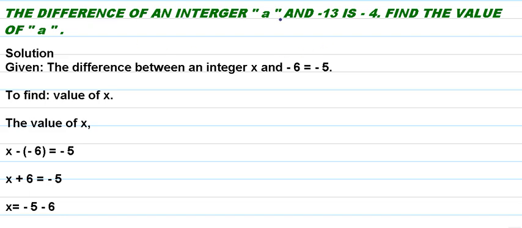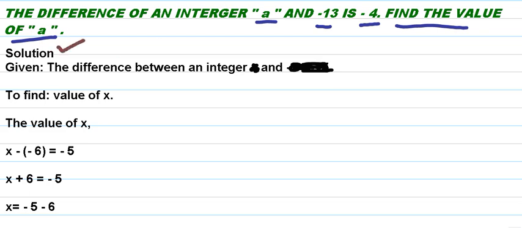The difference of an integer a and minus 13 is minus 4. You go through the question which I am reading here. Find the value of a. So what change is required? The statement is the same. You see here, it is not x, it is not minus 6, it is not minus 5. So we write the same statement but the values will change. Okay.